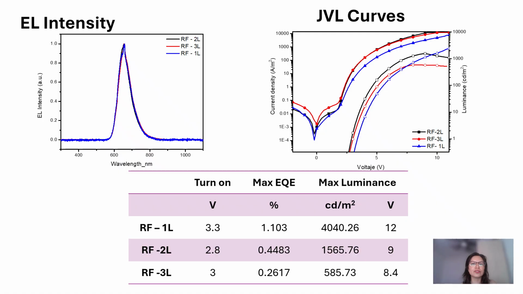In this case, from the JVL curves, it is observed that the devices have a low current density and the turn-on voltage is less than 3.5 volts. In this case, the first example has a luminance of 4,040 candelas per square meter. We could observe that the turn-on voltage is very low, but we need to improve some characteristics, specifically the turn-on voltage and the maximum luminance in each device.